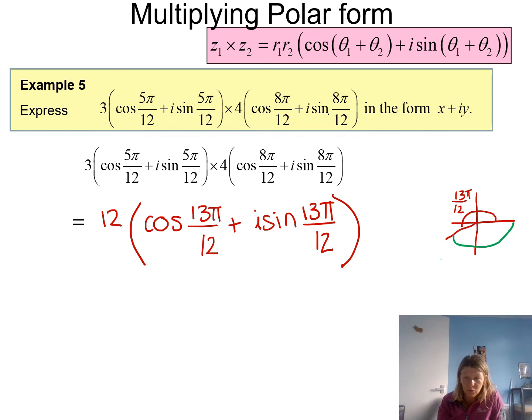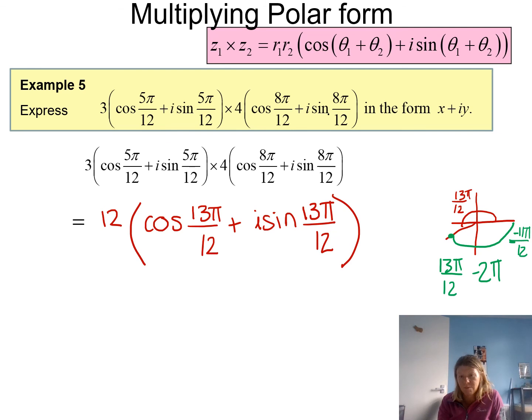So if we were to do 13 pi by 12, take 2 pi, what we end up with is in fact minus this bit. So that would be minus 11 pi over 12, which is what we want as our answer. So it's the same, still talking about the same point, aren't we? You have to get it in the range.